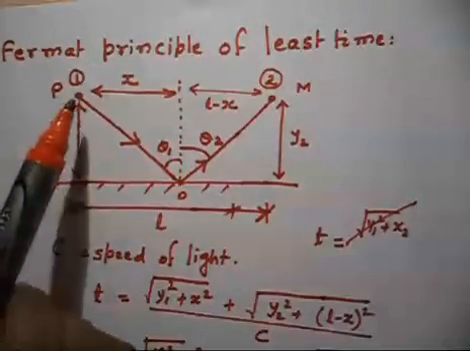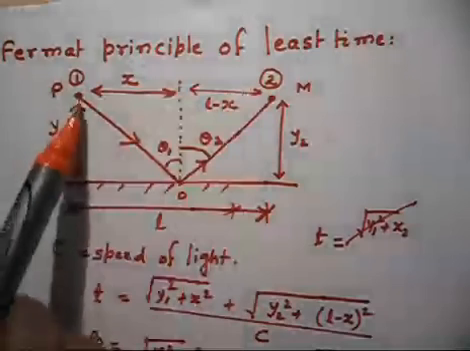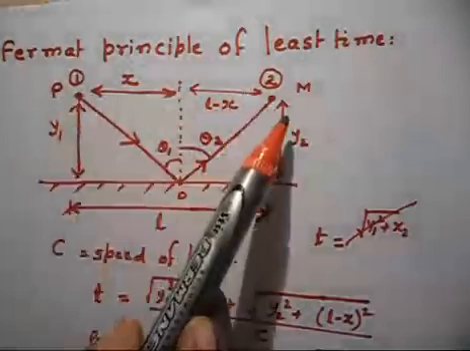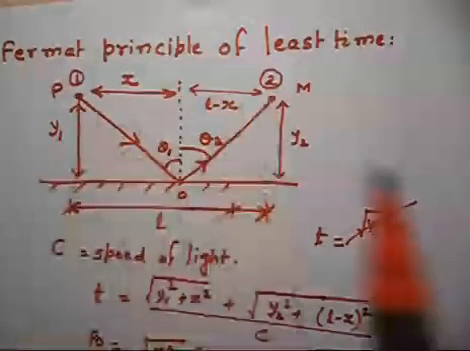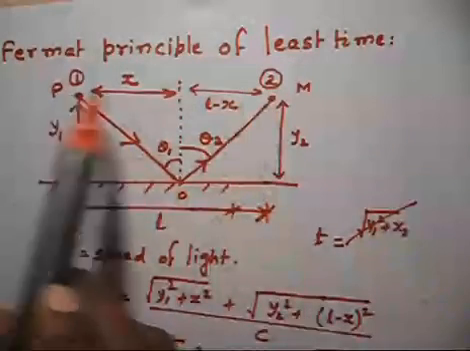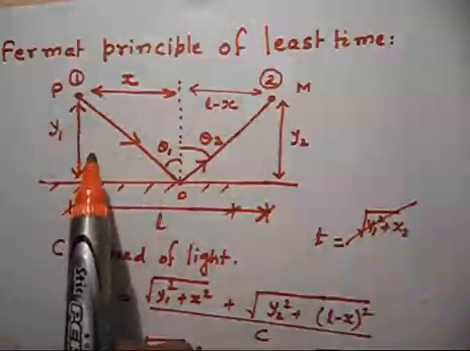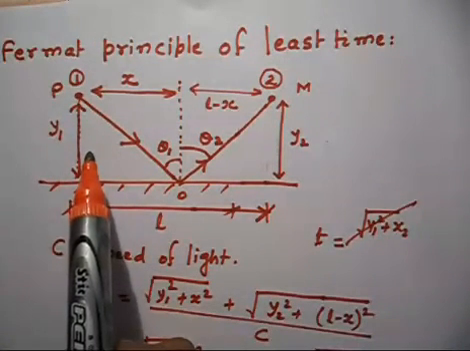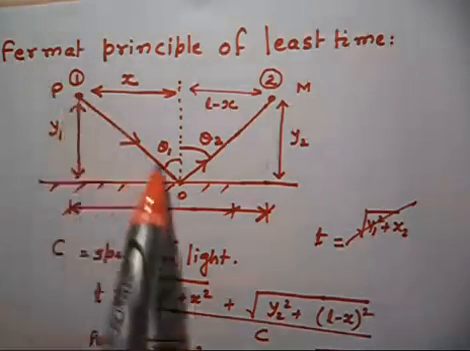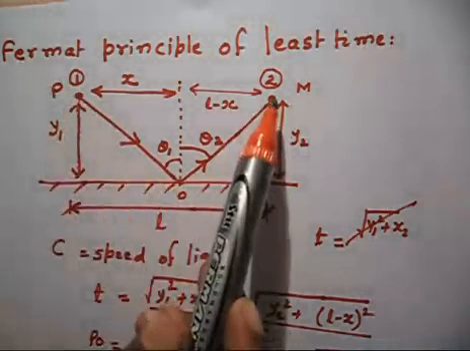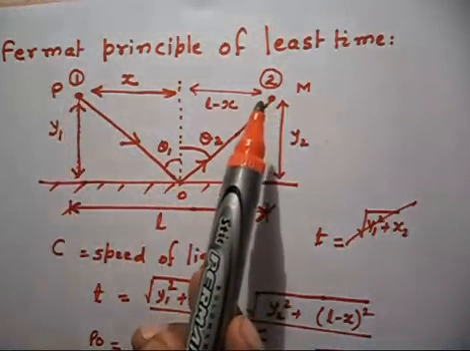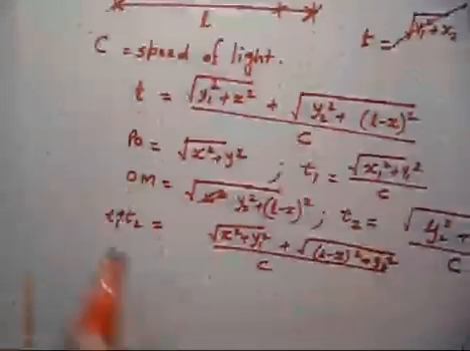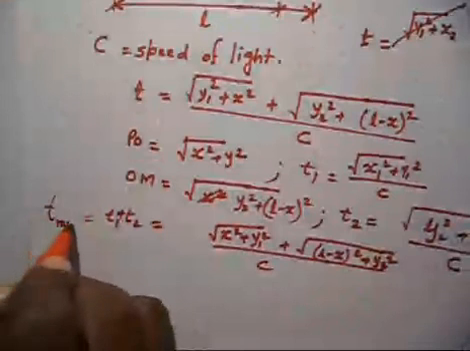Now there are many paths by which a light ray can go from 1 to 2. It can go from here to here, so this will be one path. This will be another path, and this will be another path. So there are so many paths available for this light to go from 1 to 2. But Fermat's principle says the light ray will choose the path that will take the least time. So this point to this point and this point to this point is the path of minimum time. So this time is minimum.